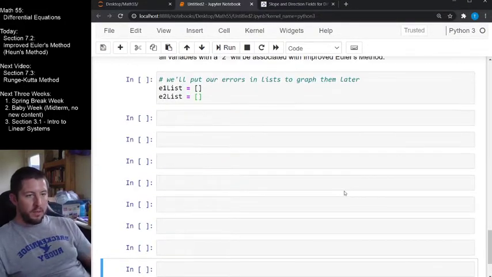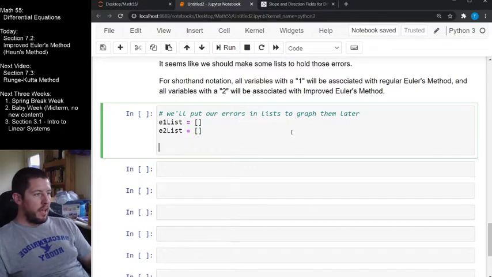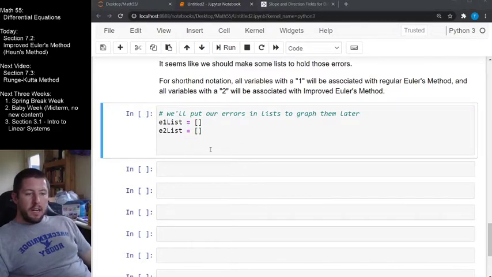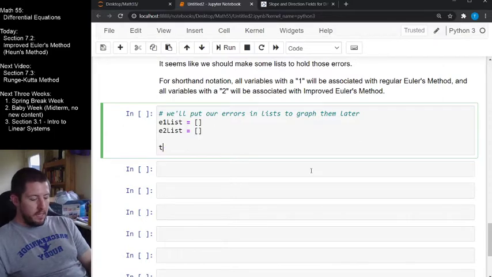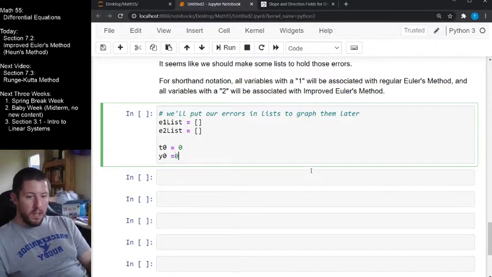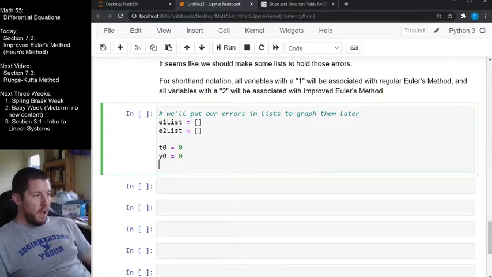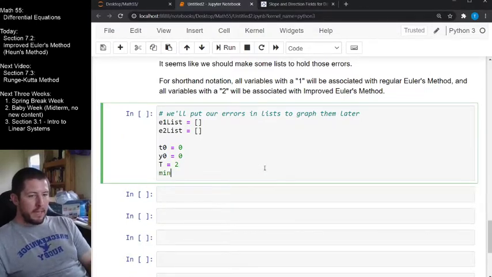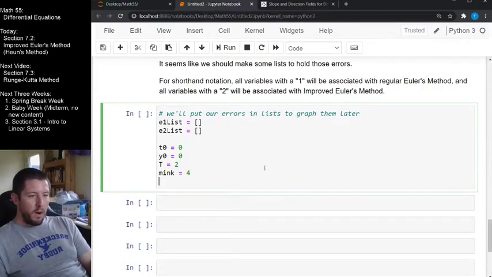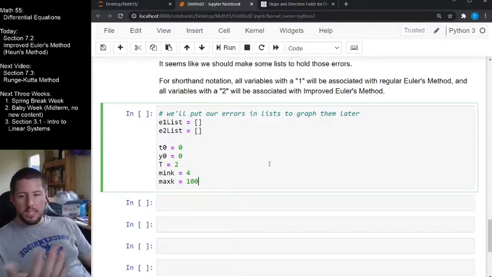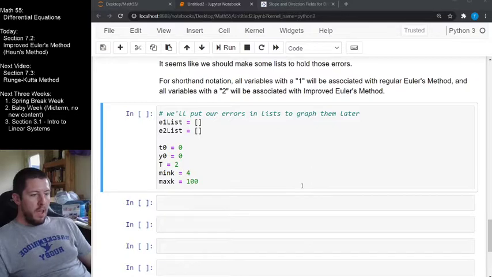And by the way, I wish this thing would let me scroll down more sometimes. So that's why I make all my extra cells. We want to get the generic parameters that are going to be equivalent across both of these techniques, but these two techniques are a little bit different, so we're not going to get all of our parameters in here. But it does look like we can say things like t0 is 0, y0 is also 0. We need our final time of interest, which is 2. I'm going to make some variables for our minimum k and our max k. So min k is going to be 4, and our max k is going to be 100, just so that we can track our span of k values that we're interested in.